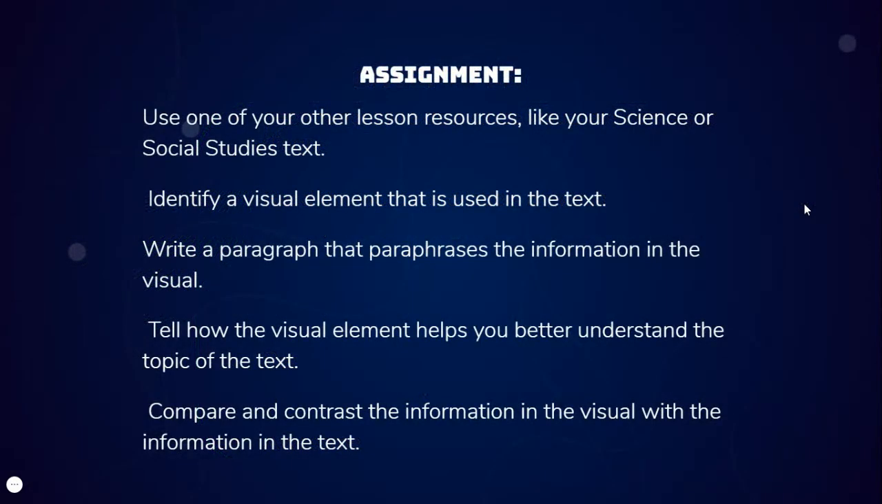Here's an assignment you can try. Use one of your other lesson resources, like your science or social studies text. Identify a visual element that is used in the text. Write a paragraph that paraphrases the information in the visual. Tell how the visual element helps you better understand the topic of the text. Compare and contrast the information in the visual with the information in the text.